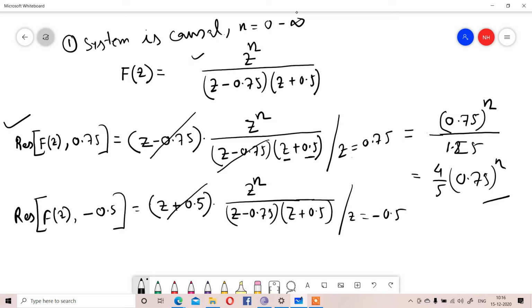So this and this again will be cancelled out. Replace minus 0.5, so it will be minus 0.5 whole to the power n, and if we replace minus 0.5 in the other factor, it will be minus 1.25 again. So it will be minus 4 by 5 and minus 0.5 whole to the power n. So these are the two residues.